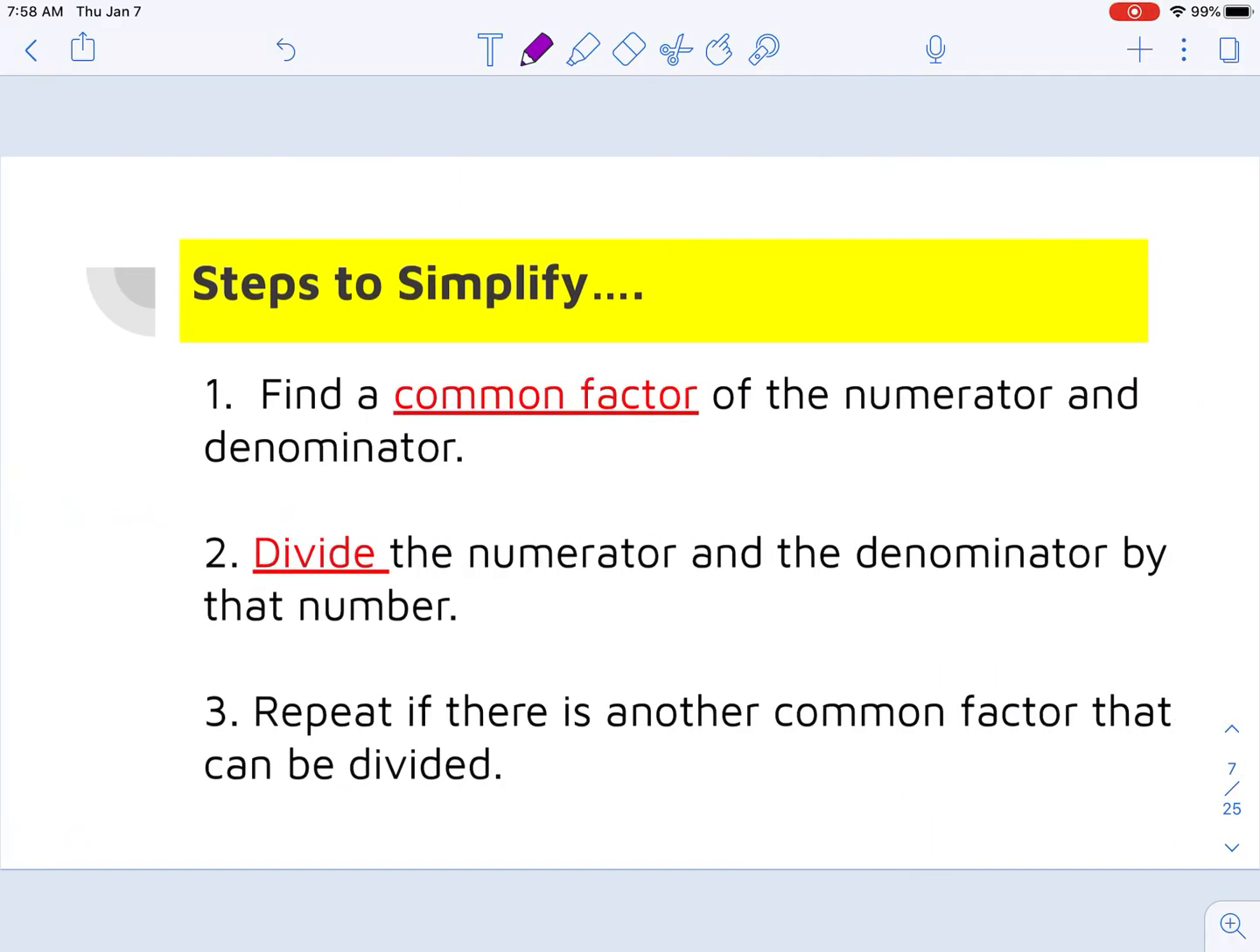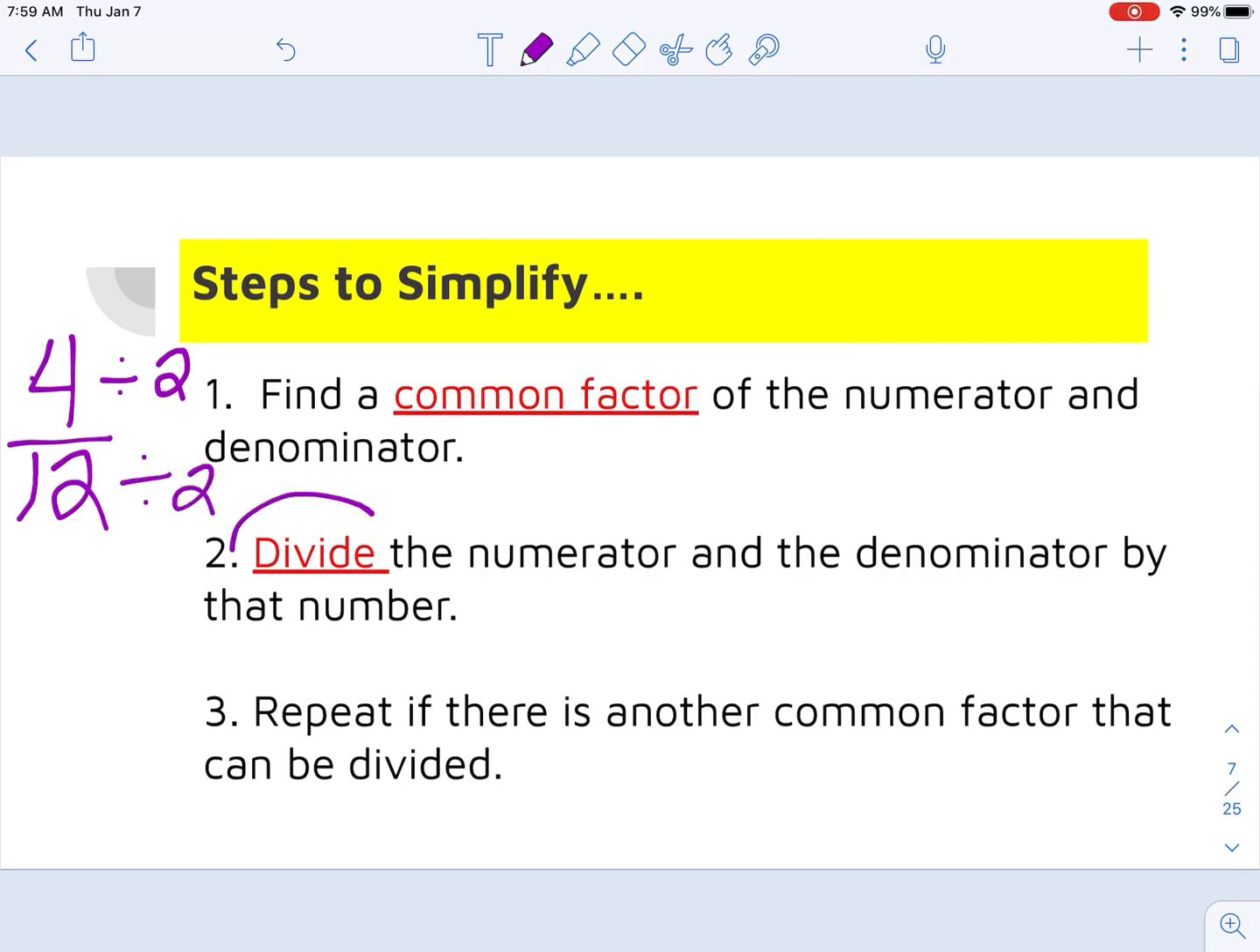All right, there are 3 steps to simplify fractions. The first step, you find a common factor of the numerator and the denominator. So if we're looking at a fraction like, let's say 4/12, we would want to find a factor that we can divide from the top and the bottom. And we'll go over these steps more. But I know that they're both even, so I know that I can divide the top and the bottom by 2. And that is the second step.